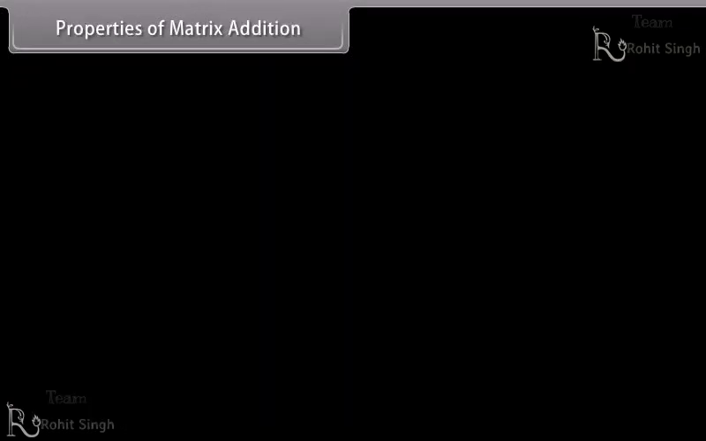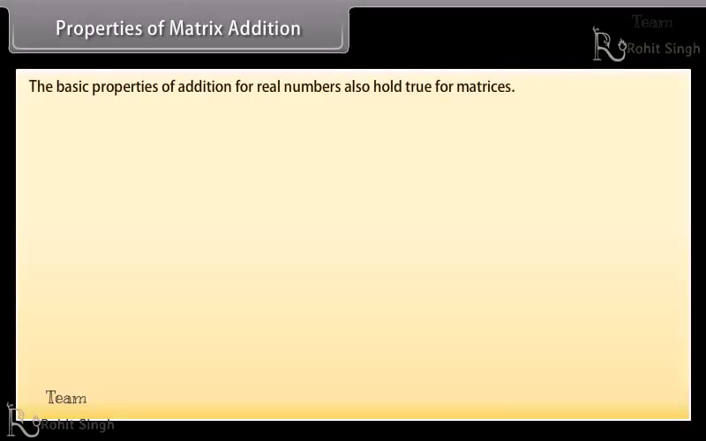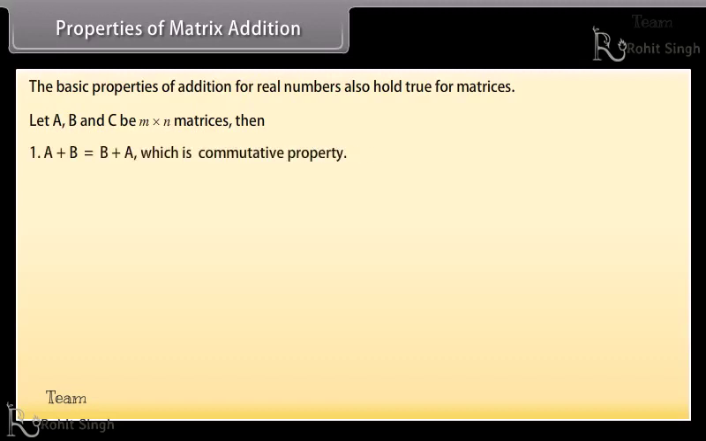Properties of matrix addition. The basic properties of addition for real numbers also hold true for matrices. Let A, B and C be m by n matrices, then A plus B is equal to B plus A, which is the commutative property. Associative property: A plus B plus C is equal to A plus B plus C, grouped either way.